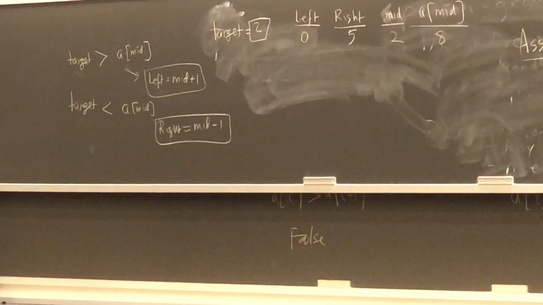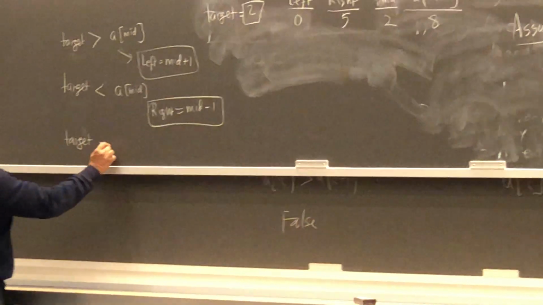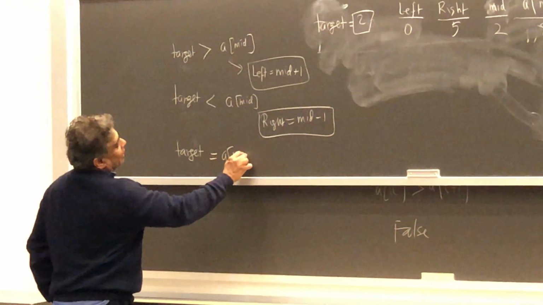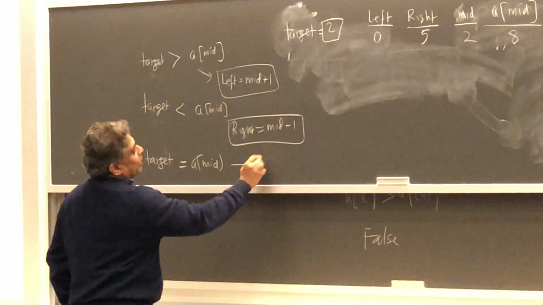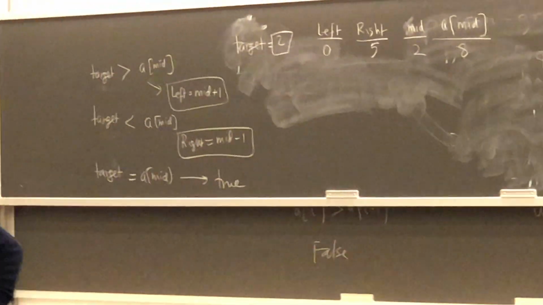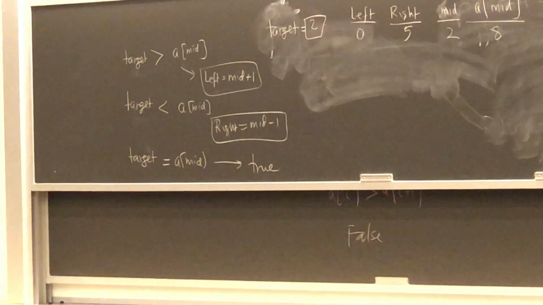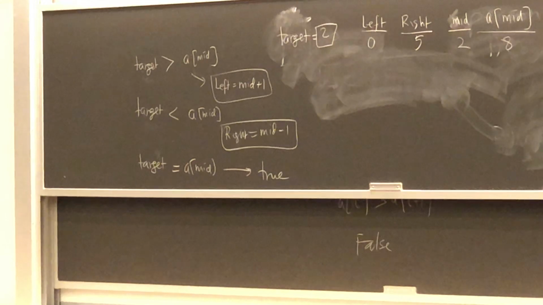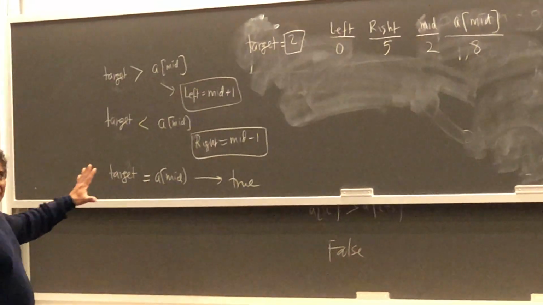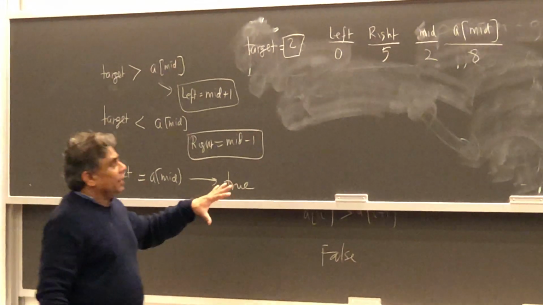Okay? Now there's only one other case. This says that the target is equal to A of mid. In this case, we return true. Right? That means we found it, because that may turn out to be the target. Okay? So by using this algorithm, this is your binary search. Let's see how it's going to work.